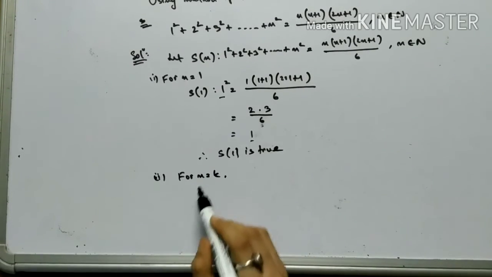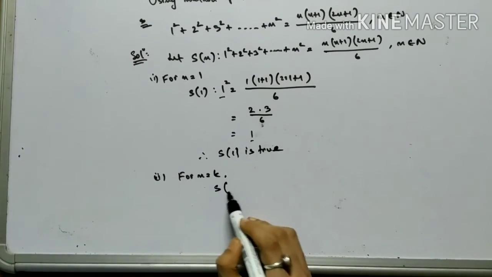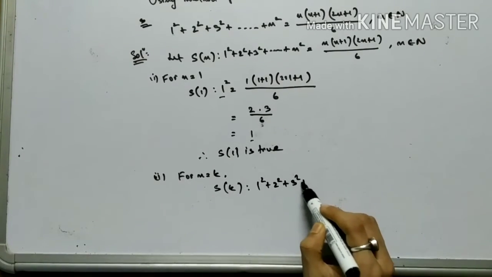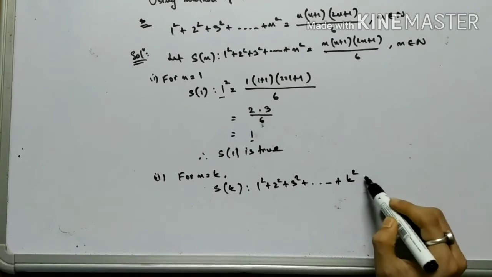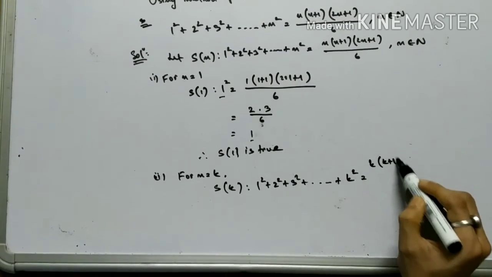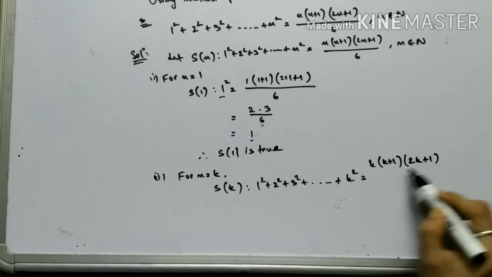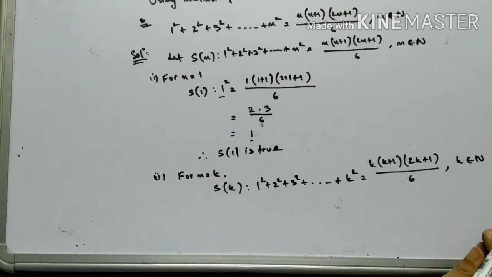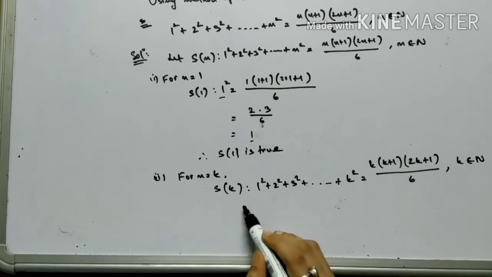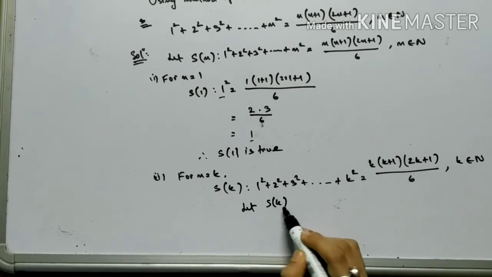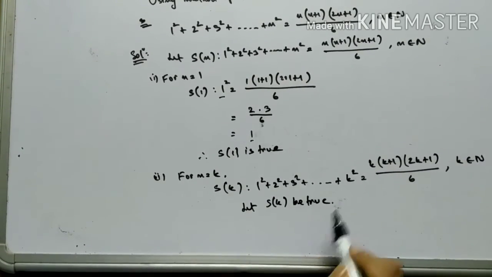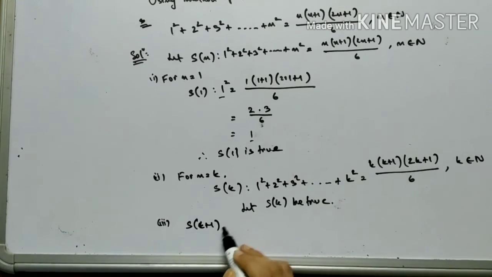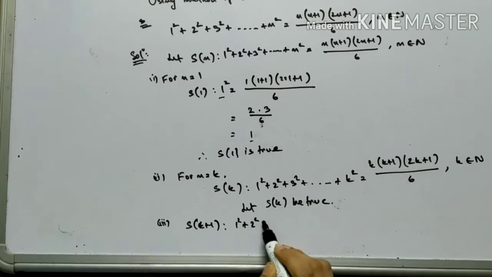Next I will take n = k. For n = k, I will take Sk such that 1² + 2² + 3² + ... + k² = k(k+1)(2k+1)/6 for k belongs to natural numbers. Now let Sk be true.